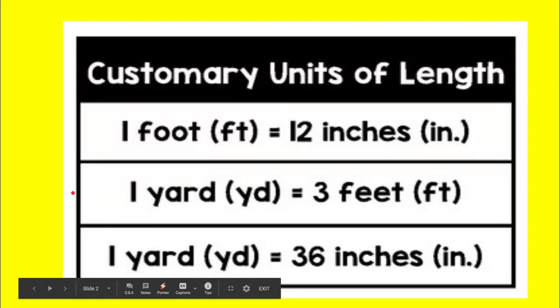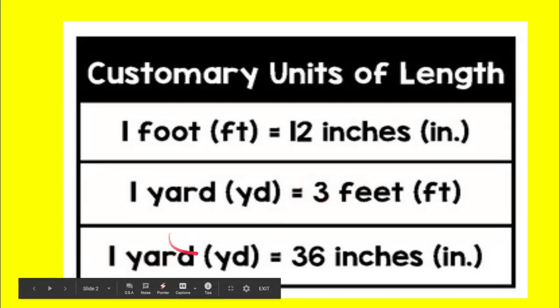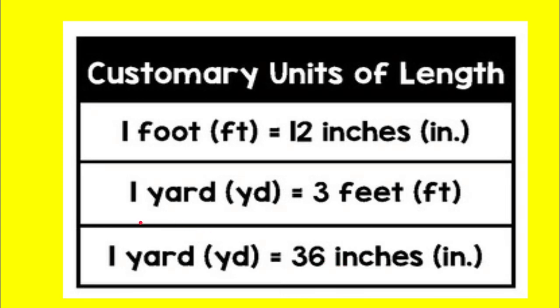So first I want to show you this chart. We're going to convert. 1 foot equals 12 inches. 1 yard equals 3 feet. 1 yard also equals 36 inches. So if you need to come back to this chart to see how many inches or how many feet, go ahead and come back to this slide.